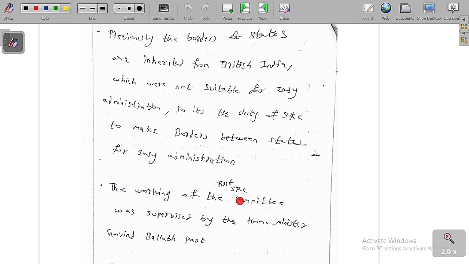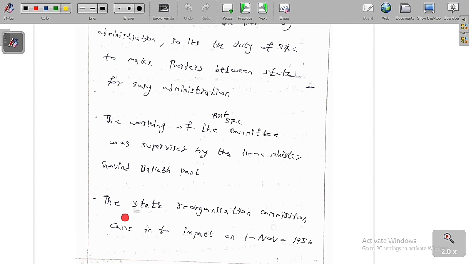So the working of the first SRC committee was supervised by the Home Minister Govind Ballabh Pant. He was the Home Minister at that time. So the State Reorganization Commission came into effect on the 1st November 1956.